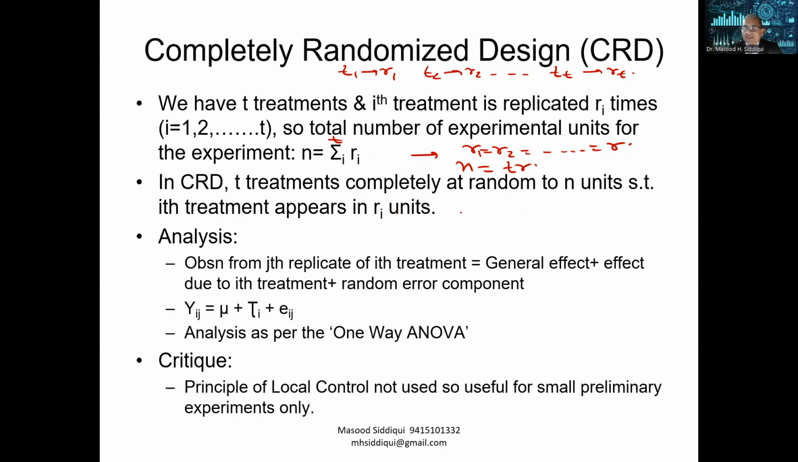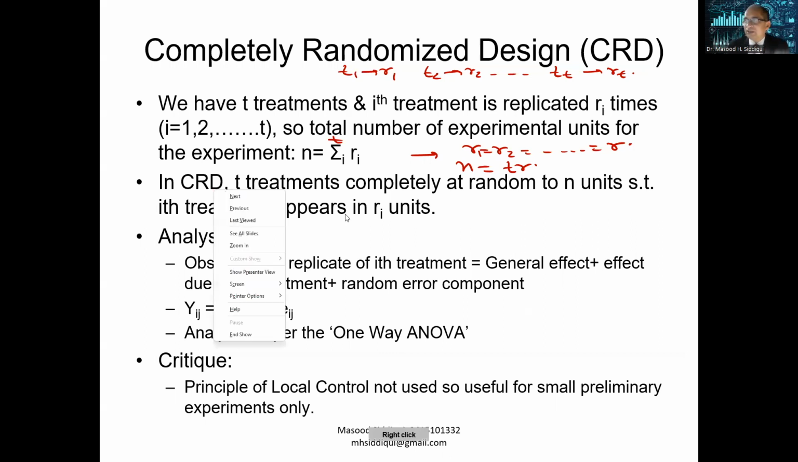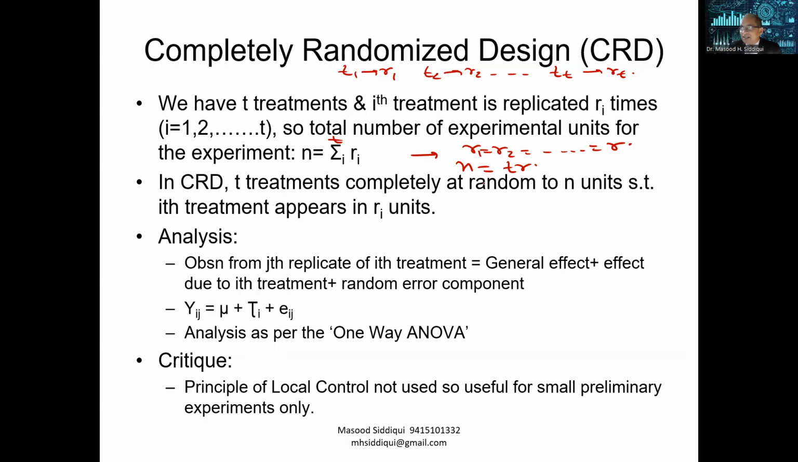Like the first treatment may be replicated on the 5th unit, the second on the 6th unit, the third on the 7th, the fourth on the 5th, and so on. So they are completely at random to the N units.